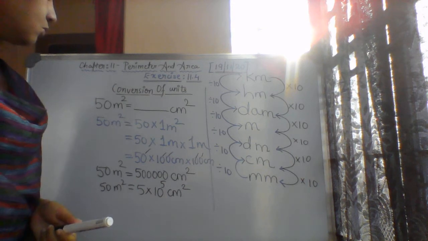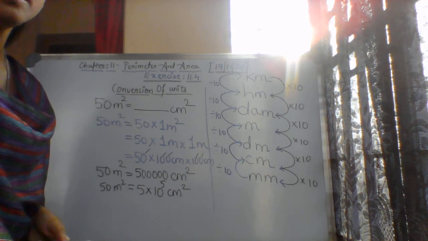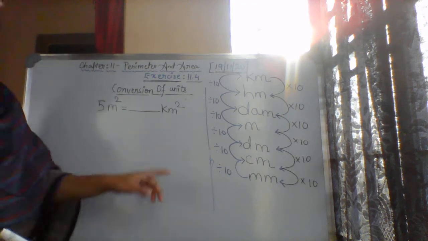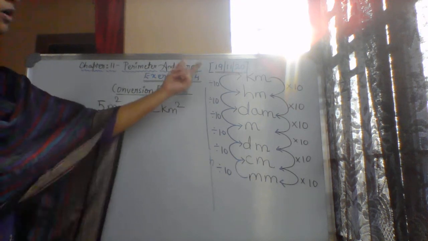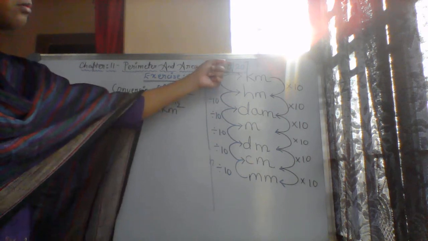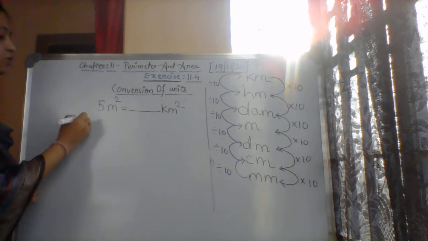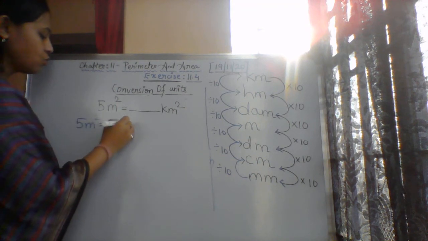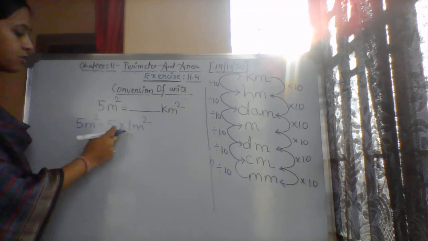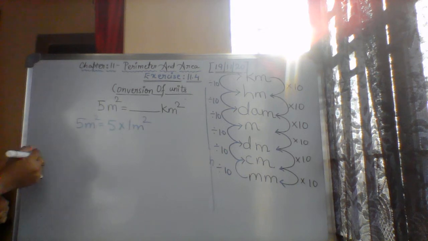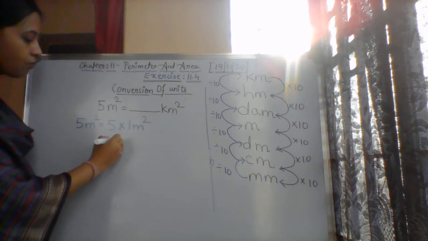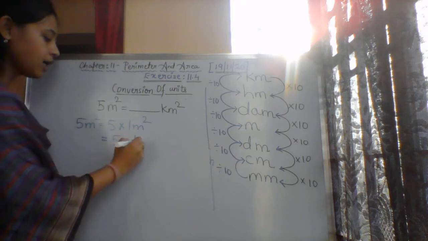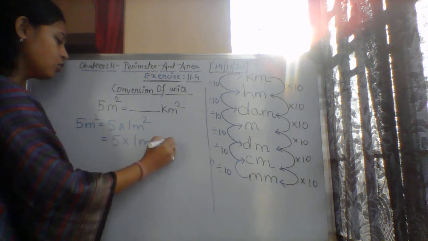Let us solve one more example. Now 5 meter square to kilometer square, smaller unit to bigger unit. Same way I am going to write 5 meter square as 5 into 1 meter square. 5 ones are 5 and meter square. Equals to 5 multiplied by 1 meter square, which in the same way we can write as 1 meter into 1 meter.